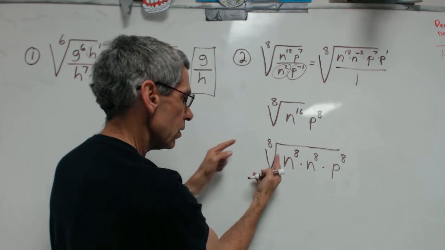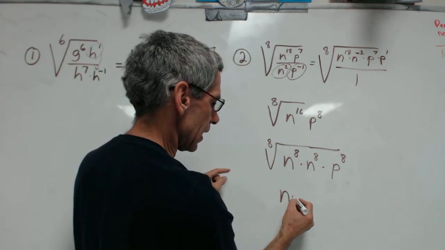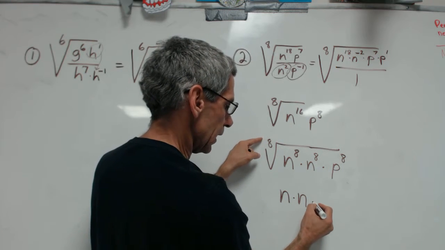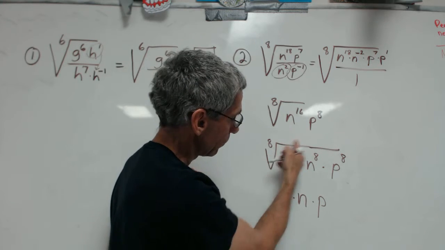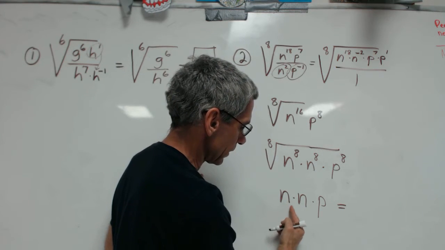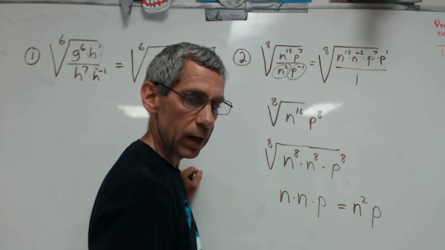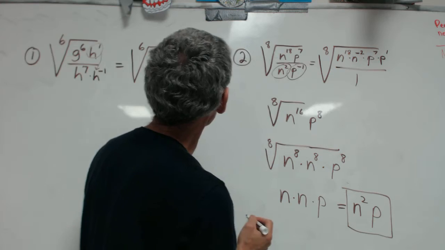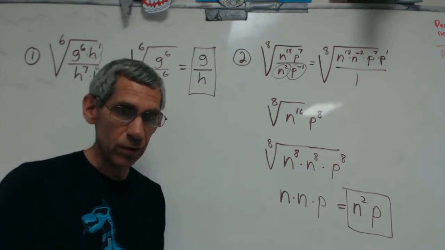Okay, so the 8th root of n to the 8th is n. The 8th root of the other n to the 8th is another n, right? The 8th root of p to the 8th is p. So those all just came out of the 8th root sign, right? So my final answer is going to be, I'm going to combine these. N times n is n squared, times p. Okay? So that would be my final answer, right there. That would be the simplest form, just like g over h was the simplest form there. So I hope that was useful. Just a kind of a quick thing.